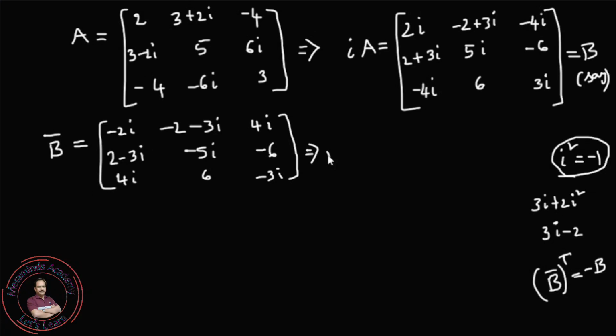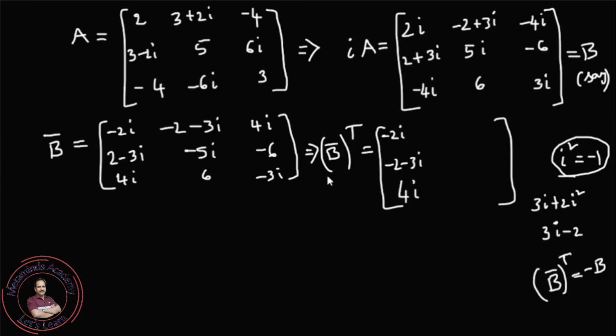Then let us take the transpose of B bar. What is the transpose of B bar? Write the rows into columns. Minus 2i, minus 2 minus 3i, come here; minus 2 minus 3i, 4i. Second row: 2 minus 3i, minus 5i, minus 6. The second row will come here, okay? And third row: 4i, 6, and minus 3i. Right, this is B bar whole transpose.